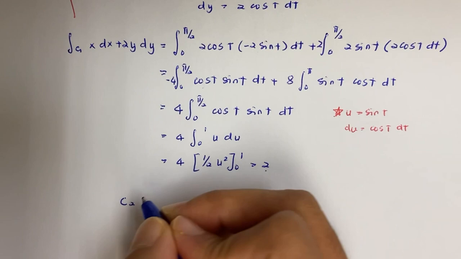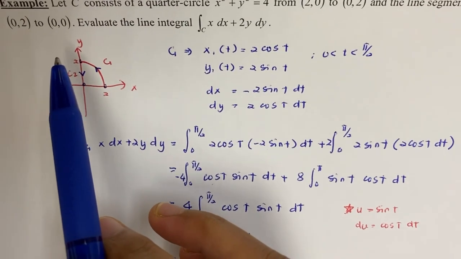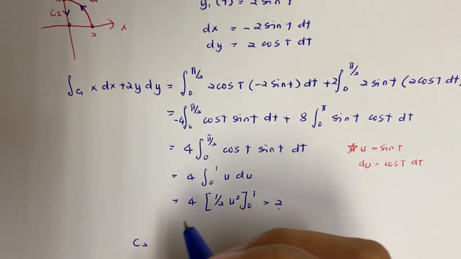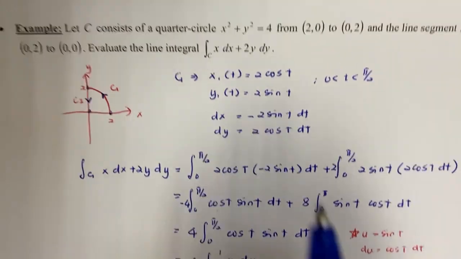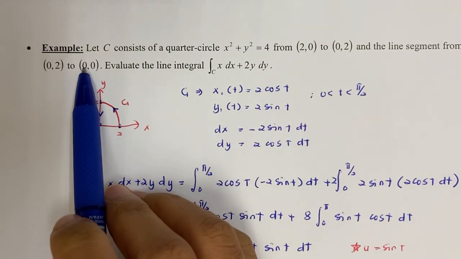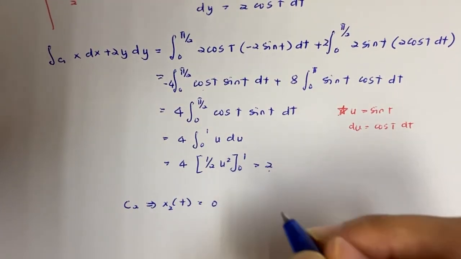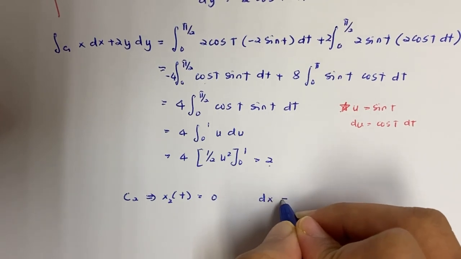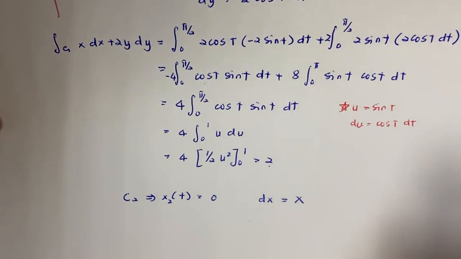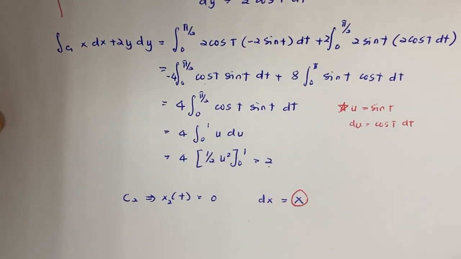For C2, it is a line segment from (0, 2) to (0, 1). So for this line segment, my x(t) is 0 and 0, so x(t) is equal to 0. So I don't have dx. Okay, no dx, since my x is 0.